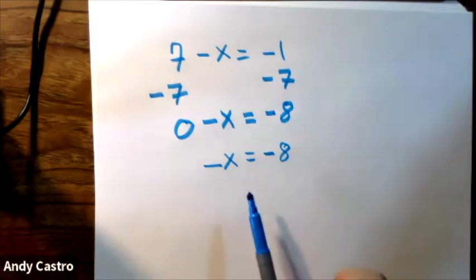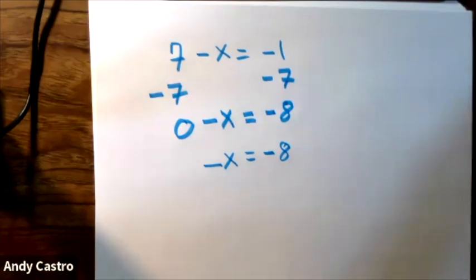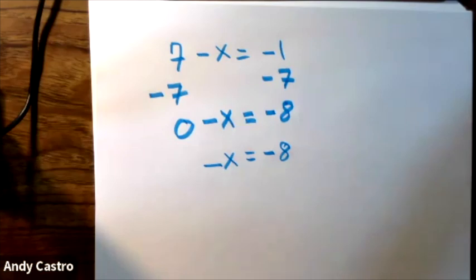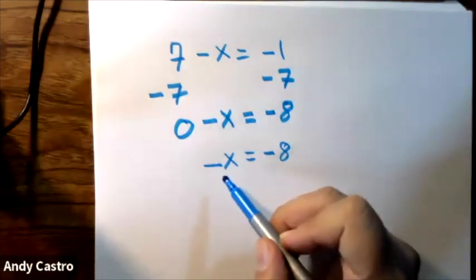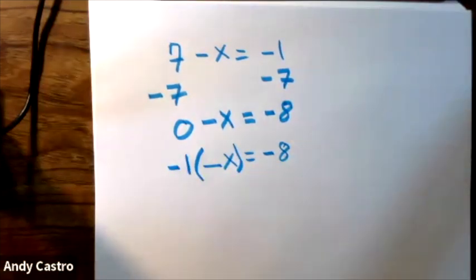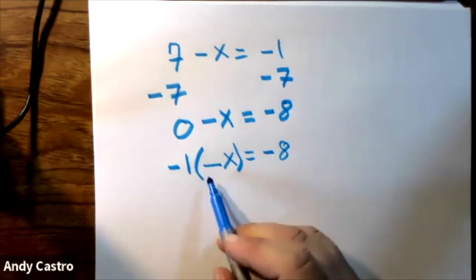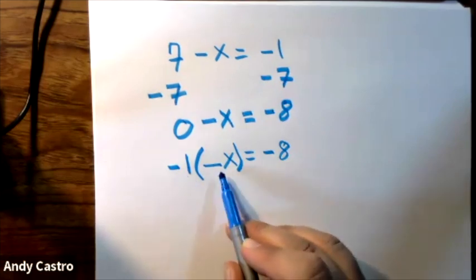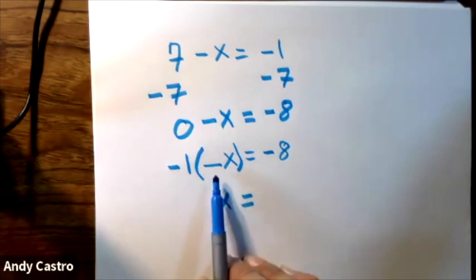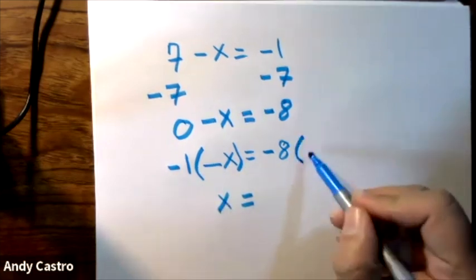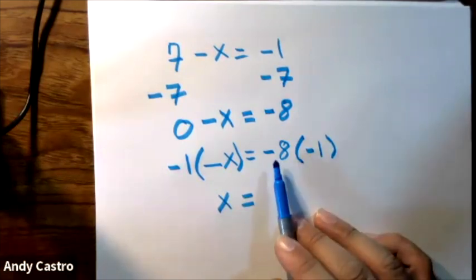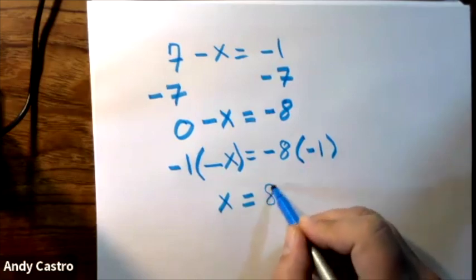Now here you might be tempted to say, oh, look, we have x by itself. You do not. You have this negative in front of it that we need to get rid of. Well, how do I get rid of a negative sign? I can multiply that by -1, because that'll give me the opposite. -1 times -x is just x. But if I multiply this side by -1, I need to multiply the other side by -1. So -1 times -8 gives me 8.